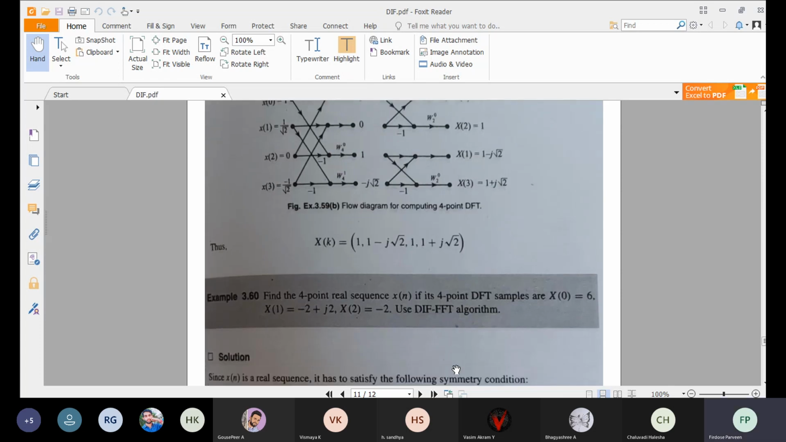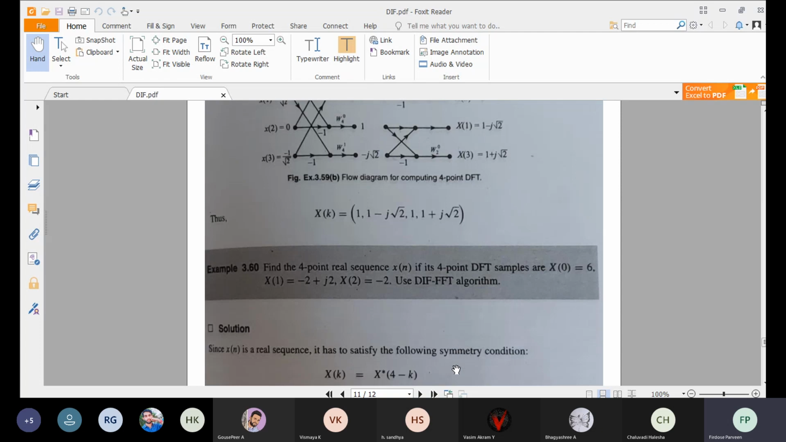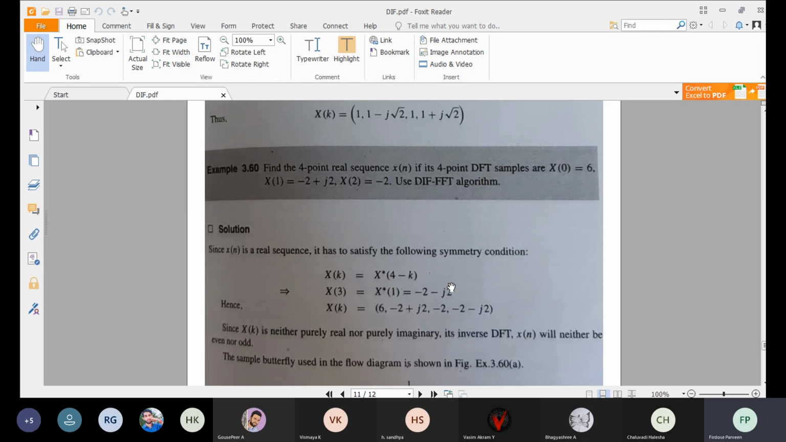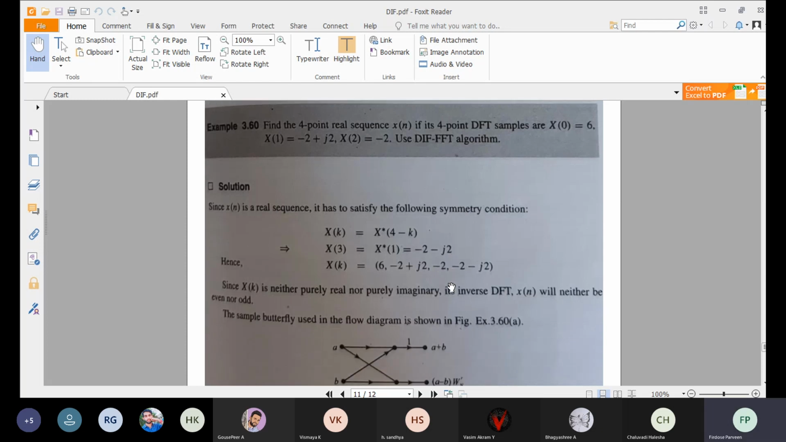Now find the 4-point real sequence x of n if its 4-point DFT samples are x of 0 is equal to 6, x of 1 is equal to minus 2 plus j2, x of 2 is equal to minus 2. Use DIF FFT algorithm. What they have given? X of n is a real sequence. How many numbers they have given? They have given 3 samples, but it is 4 points. So x of 3 we don't know.